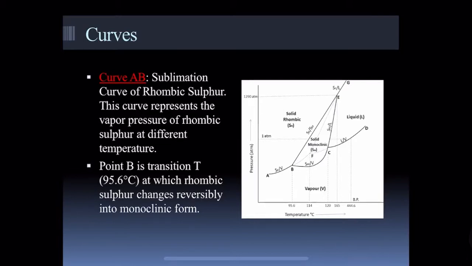That means 2 phases, rhombic sulfur and vapor sulfur, are in equilibrium along AB, and point B is a transition temperature. You can see point B, transition temperature 95.6 degrees Celsius, at which rhombic sulfur changes reversibly into the monoclinic form, right?